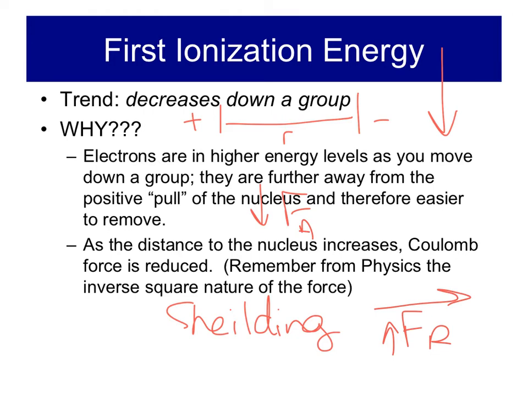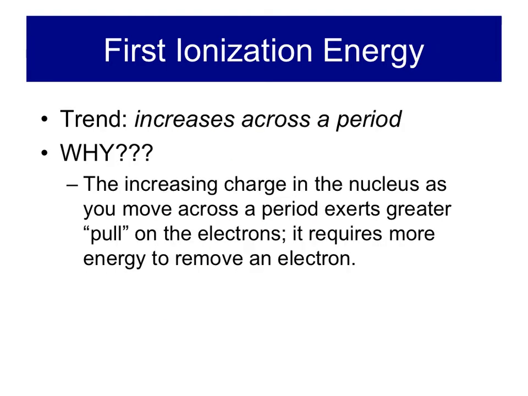But I really need you to differentiate the force of attraction versus the force of repulsion. Those are two separate factors, distance and shielding. As you go across a period from left to right, you're going to have more and more protons as the atomic number increases. If you have more protons, you have more pull on the electrons. That increased force of attraction is going to make it harder to remove the electrons.